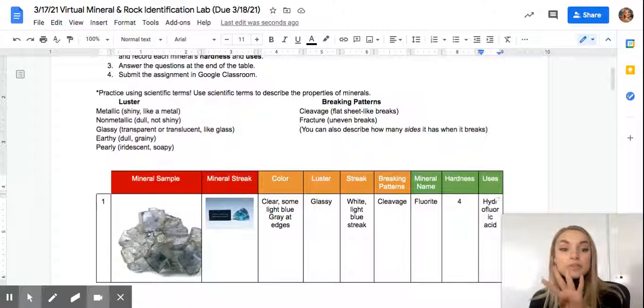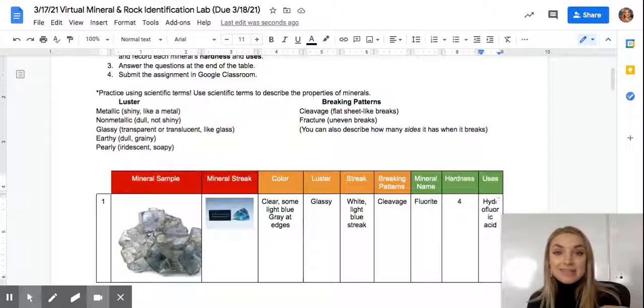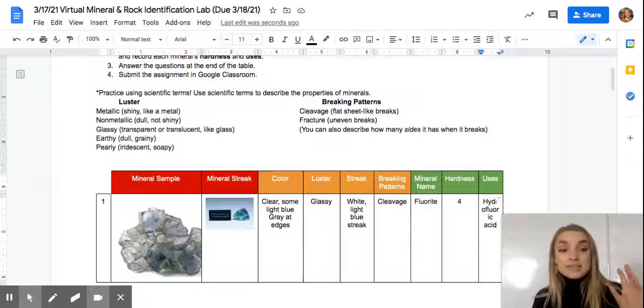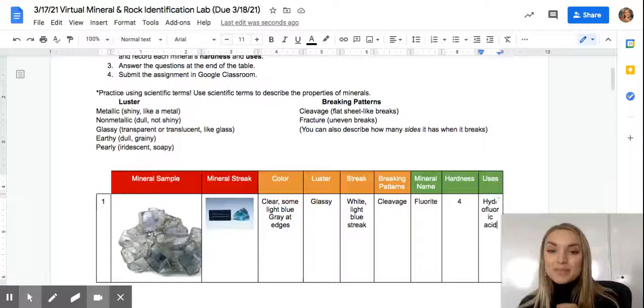Okay, so that is what you'll do. You'll fill out the first 4 orange columns for all the minerals. Then you'll go back and you'll try to identify them. Some of them might be trickier than others, and some of them might be really easy. And if you don't get them right, that's okay. That's why we're practicing.